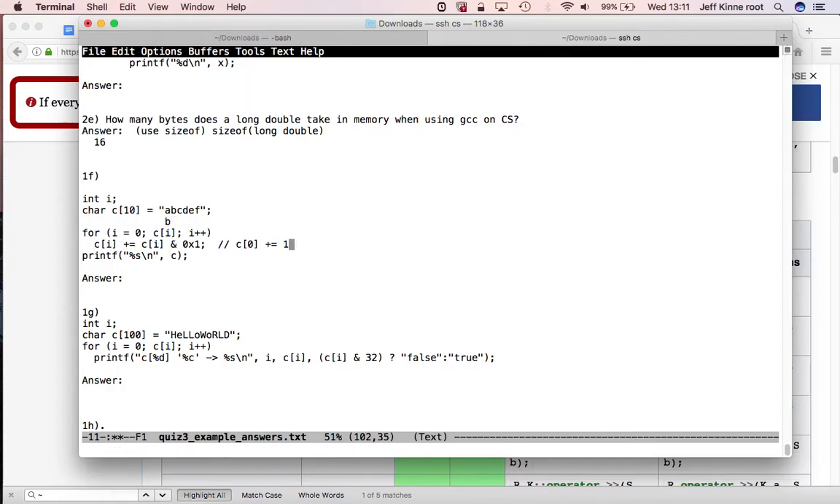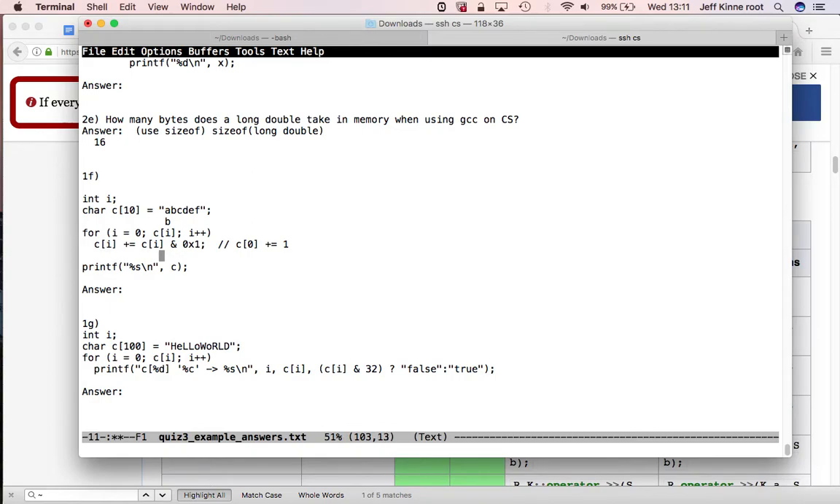Okay, when we get to doing b, we would have c bracket 1 plus equals b plus 0x1. The code for b is 98, which is even. This and 1 is going to be 0, so b doesn't change. If we just continue the pattern, c is going to go up by 1, d is not, e is going to go up by 1, f is not.